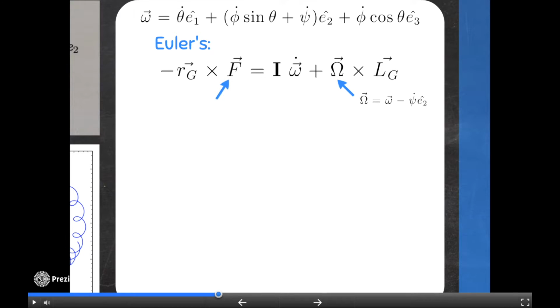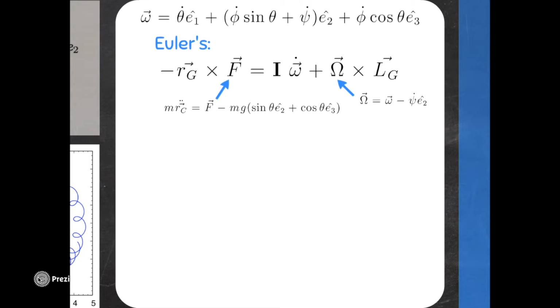Now F, as I said, is the contact force, and it's related through Newton's second law to the acceleration of the center of mass. So m Rc double dot is equal to the contact force plus the effect of gravity on the center of mass, which is this one here expressed in the non-inertial frame.